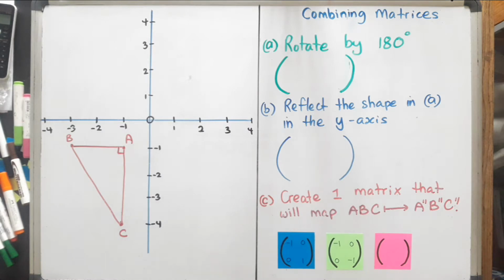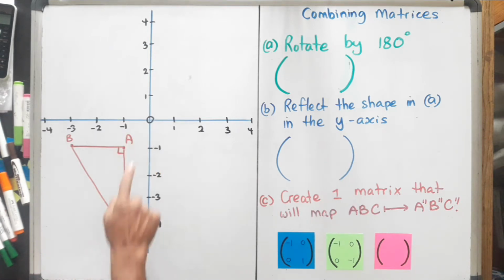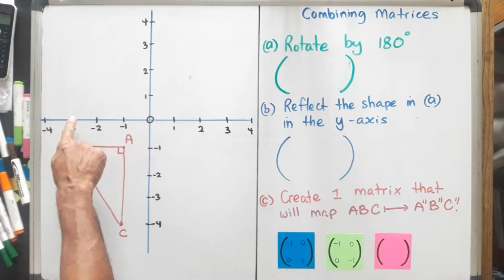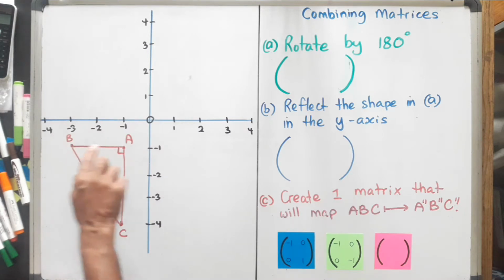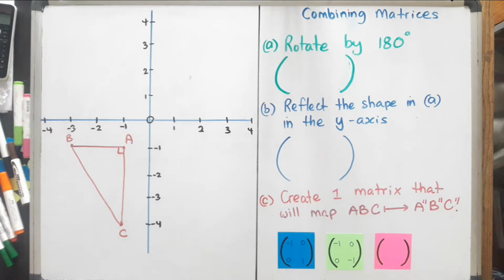So let's get started. First of all, on a piece of graph paper, I would really like you to draw this. A is -1, -1. B is -3, -1. And C is -1, -4. This is our original shape.